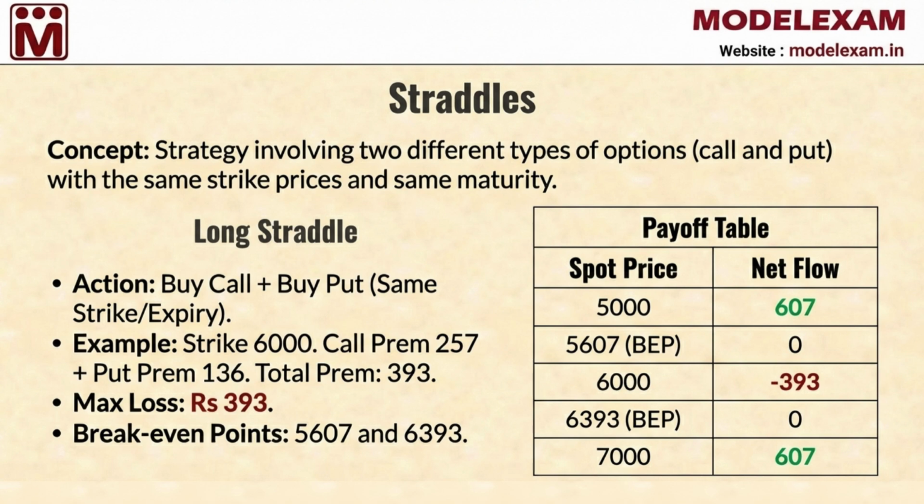For example, if a stock is at 6,000 and you buy both options for a total premium of 393, your maximum loss is that loss of 393. This happens if the price stays exactly at 6,000. However, if the price moves sharply in either direction, say to 5,000 or 7,000, you can earn a profit of 607.